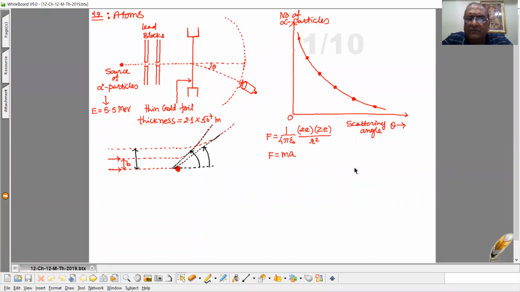Now chapter number 12, atoms. During the development of the study of matter, scientists established this thing: matter is made by the smallest particle named atom, and the size of an atom was also decided in those days, that is of the order of 10 raised to minus 10 meter.